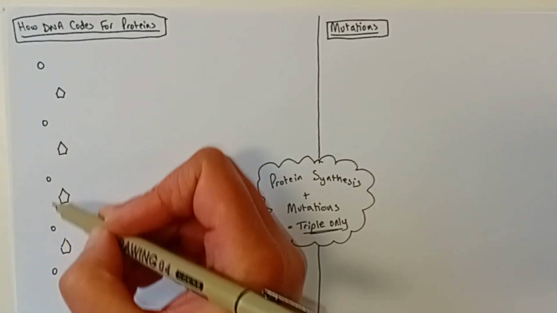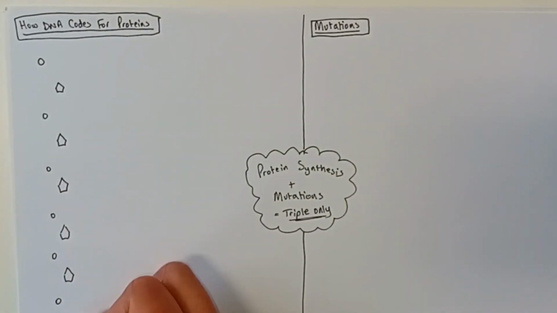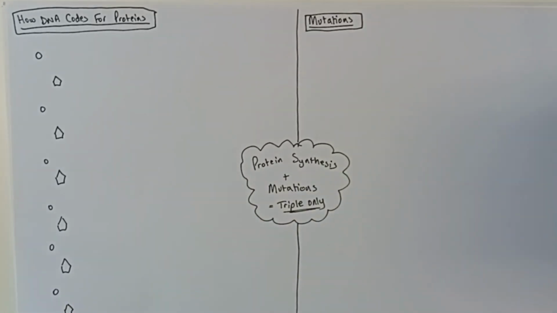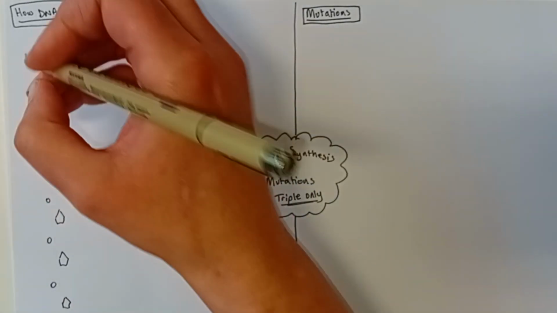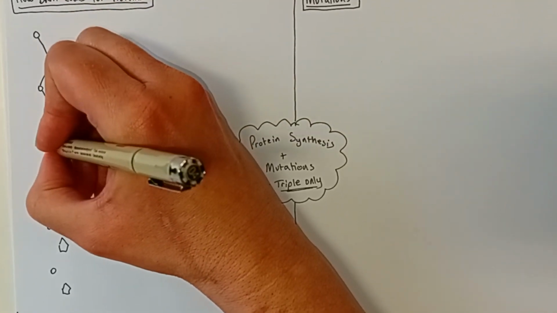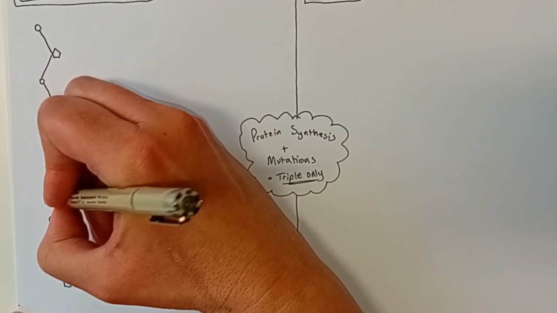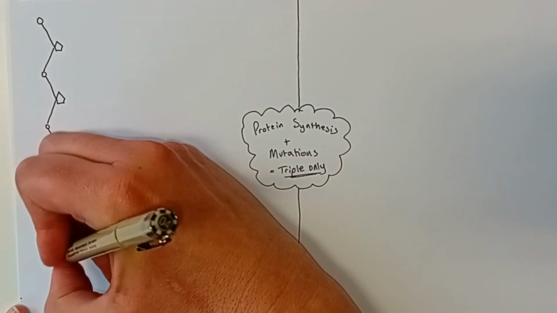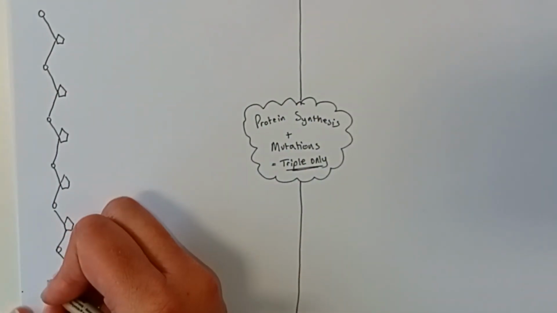How many have I done? 1, 2, 3, 4, 5. I'll do 6. Okay. So this is one backbone, and the phosphate joins to the sugar to form the backbone of one strand.